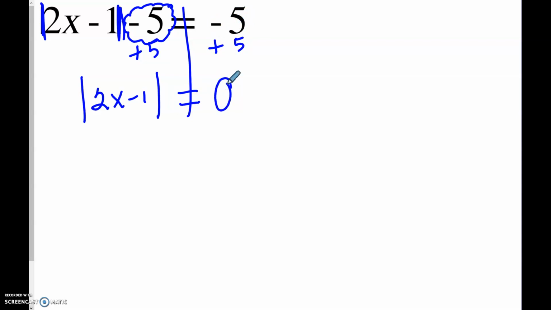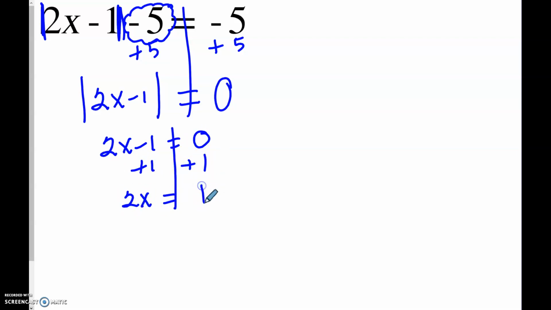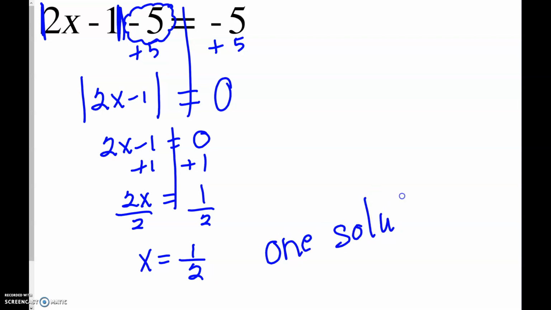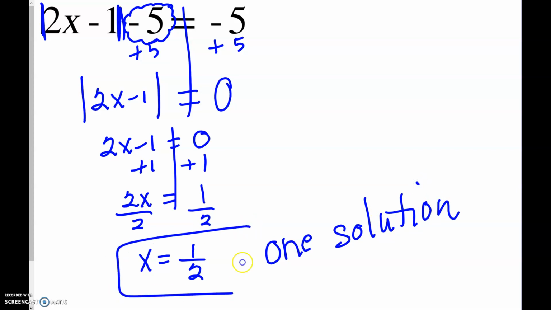So now for it to be equal to 0, remember we cannot set it up to be equal to negative 0, so we're just going to set it up 2x minus 1 equals 0. We're going to add 1, so 2x equals 0 plus 1 is 1, and we're going to divide both sides by 2, so x is 1/2. Okay, that is the only solution. We have one solution here because the absolute value equals 0.